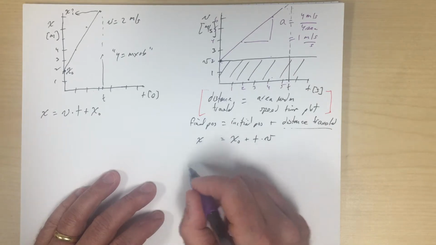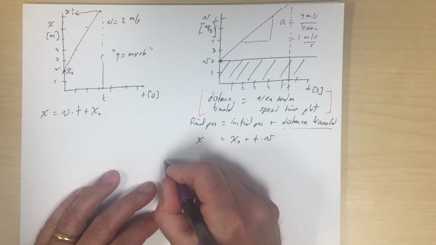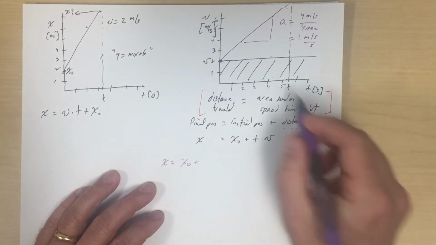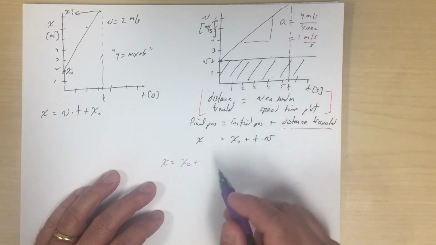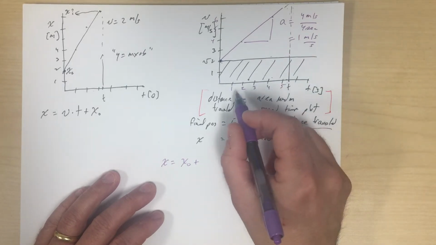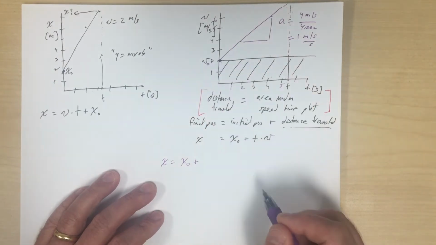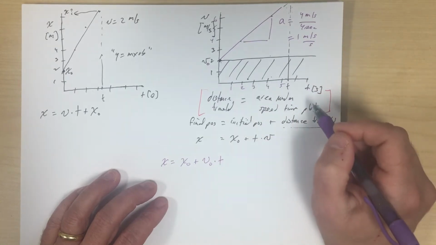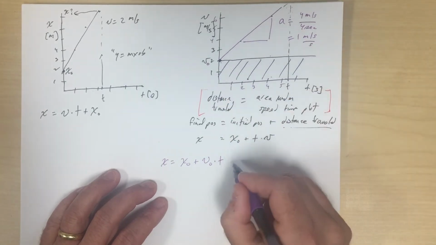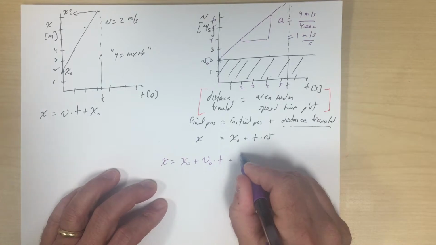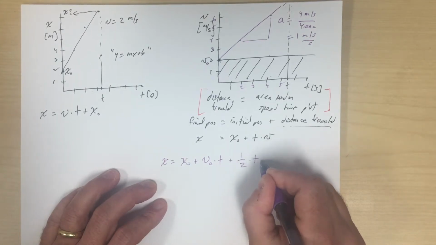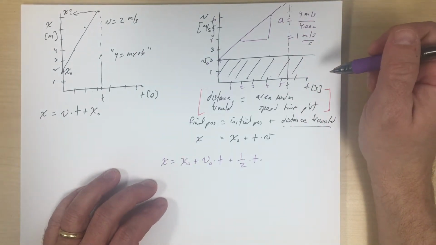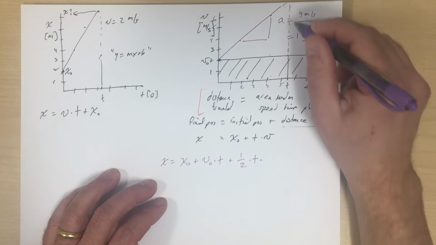So we have the final position is the initial position plus the distance traveled, and we can break this up into two shapes. So here we have the rectangle, and so we have the initial speed, that's where it's starting, times the time. This is the base times the height. Okay. And now we have a triangle, so the area is 1/2 the base times the height. Okay. So what is the height in this case?